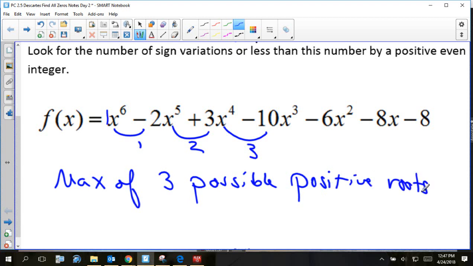roots. Roots are also known as x-intercepts, also known as the zeros. Same thing. Now, when I say max, there could be less.